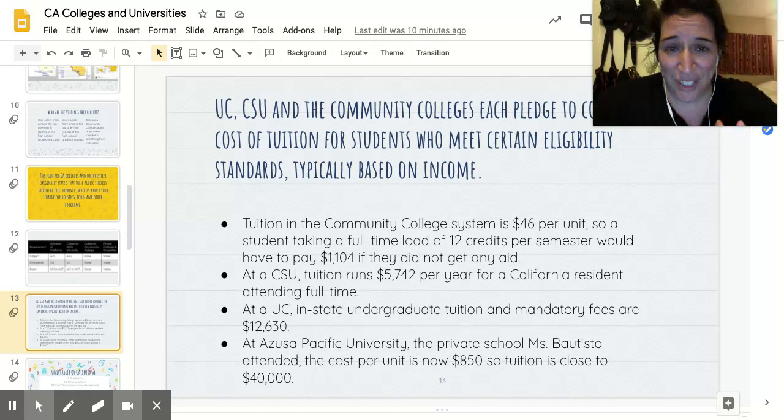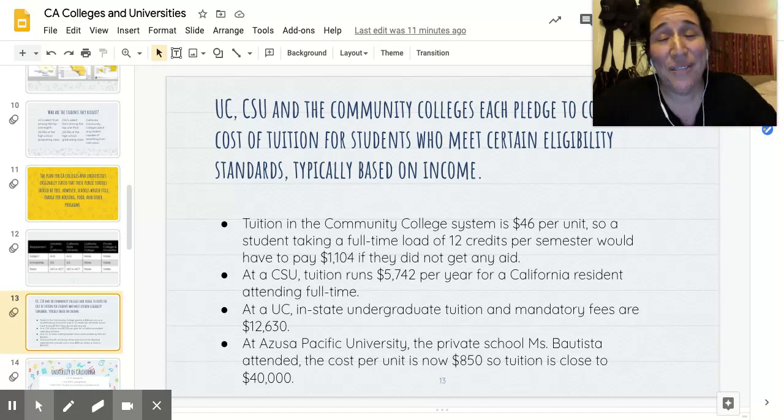And using myself as an example, I attended Azusa Pacific University, which is a private school. And at the time, I did not pay this much, but the cost per unit now is $850 per unit. So a 12 credit per semester workload would be close to $40,000 with all of the fees and whatnot. Isn't that wild? Again, at public universities, it depends on how much your parents make, how much you have in assets. They tend to cover a lot of it.